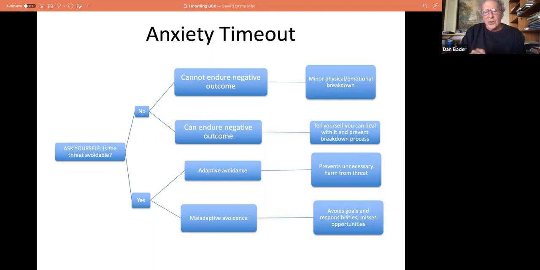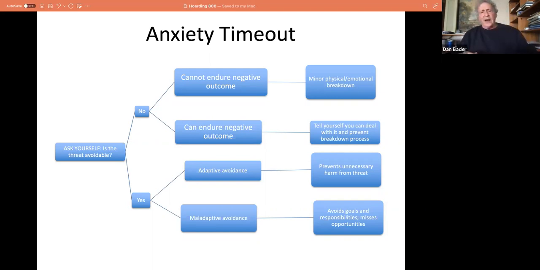Now, if the answer is no, the threat is not avoidable, then we have to go to: can you endure? Since you can't get away from the threat and the emotional and or physical pain you're going to get from that threat, can you endure the negative outcome? Or maybe you cannot. If you cannot endure the negative outcome, it's likely to give you a minor physical or emotional breakdown. If you can endure the pain, then you can tell yourself you can deal with it and prevent a breakdown process.